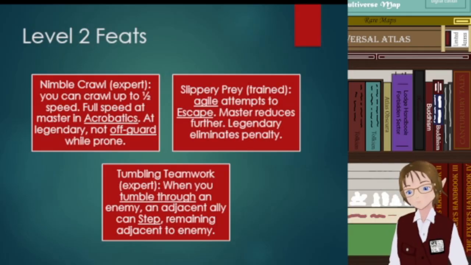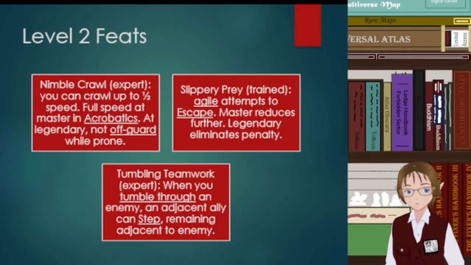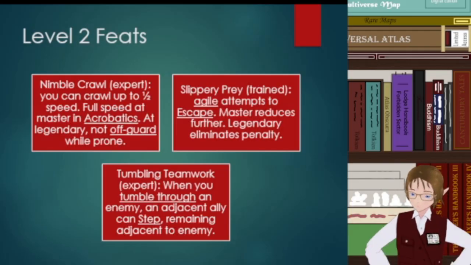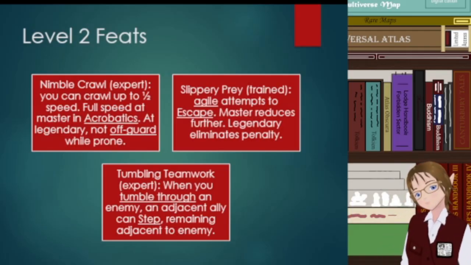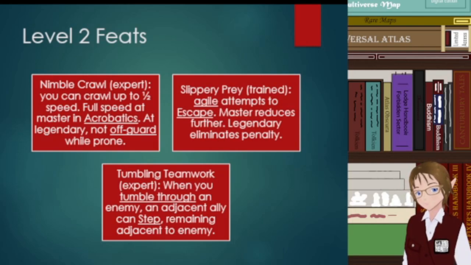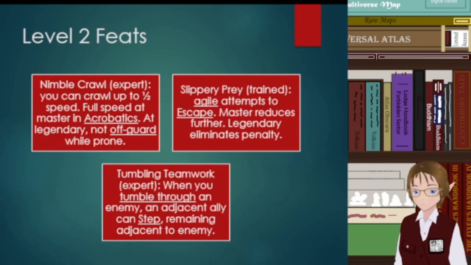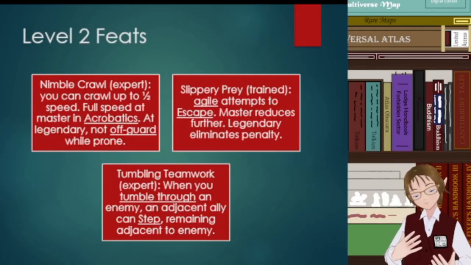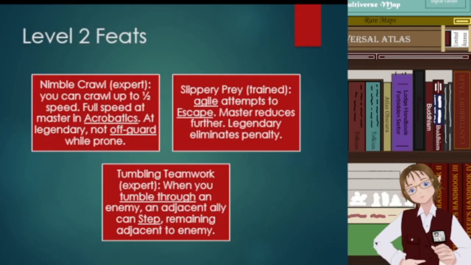Nimble Crawl is similar to the previously mentioned abilities for Squeeze and Bounce, in that it lets you crawl up to 1/2 your speed rather than 5 feet each time you use the action. When you reach Master in Acrobatics, you move full speed, and at Legendary, you're not off guard while prone. So, crawl is basically moving while you're prone.